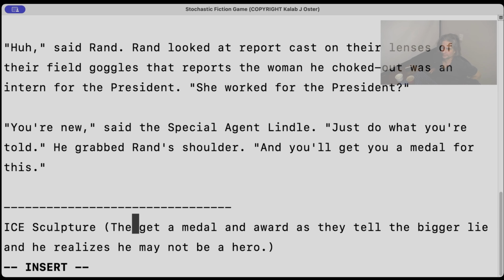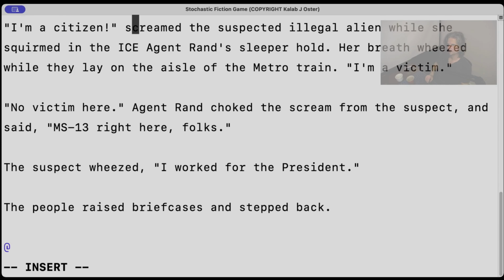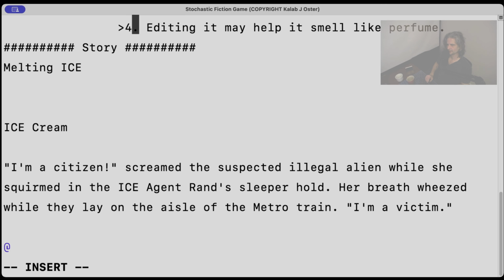Yeah. And the second chapter would be called Ice Sculptures. And it was the first chapter of a novel, I hope, which would be called Ice Cream, of a book called Melting Ice. Ice Capades. I like that. Ice Capades.